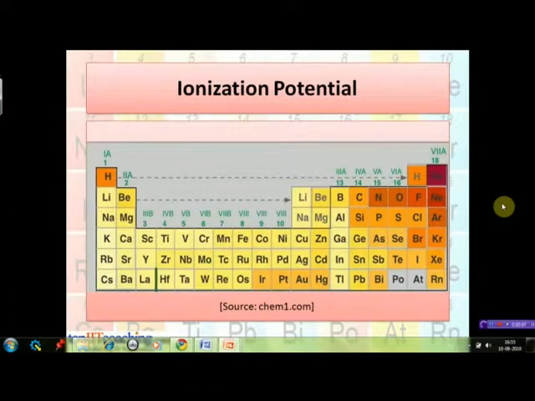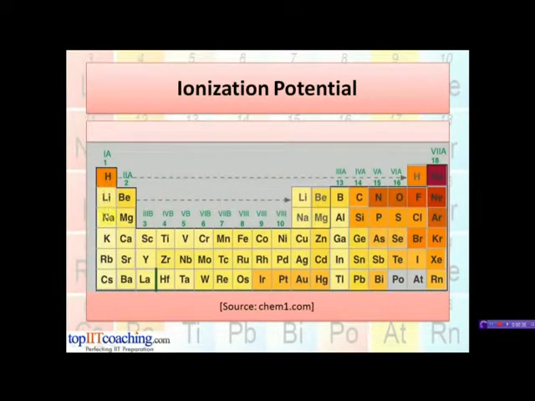Please have a look at this table in which the ionization potential values of various elements are depicted through the intensity in color. The elements which are lighter in color have low values of ionization potential, whereas those with darker color have high values of ionization potential. So we can see that as we move along the period from left to right, for example, from lithium towards fluorine, we find that the value of ionization potential is constantly increasing.